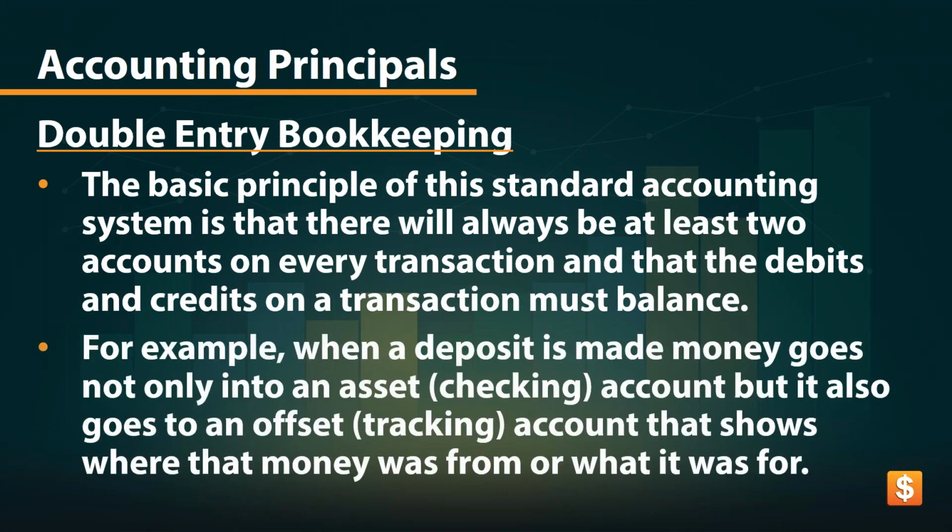For example, when a deposit is made, money goes not only into an asset checking account, but it also goes to an offset tracking account that shows where that money was from. And if it's like a check, you'd say what that money was spent for. So it's double entry bookkeeping when we're talking about the transactions.